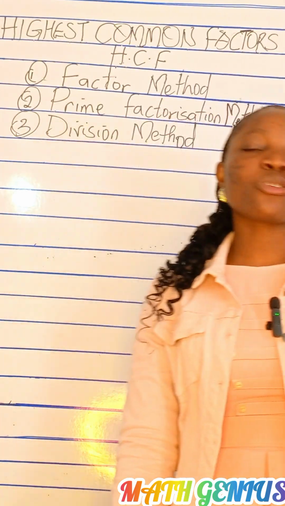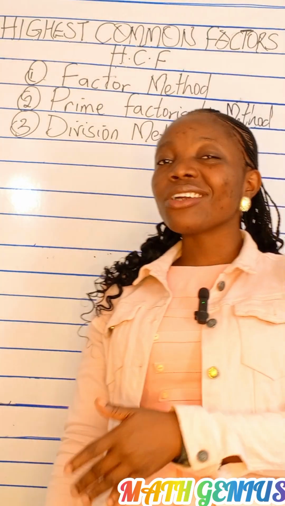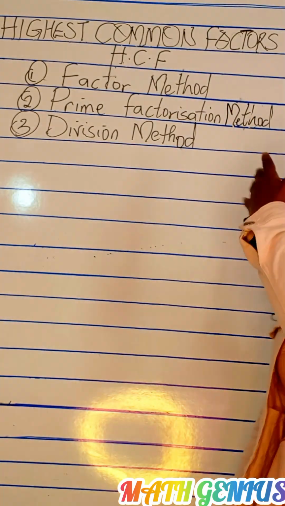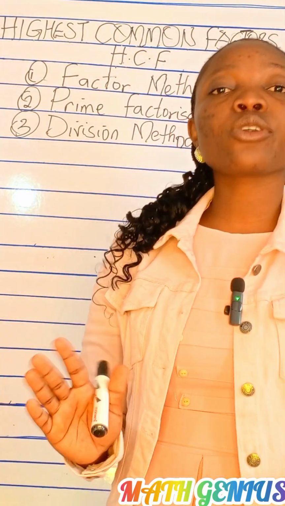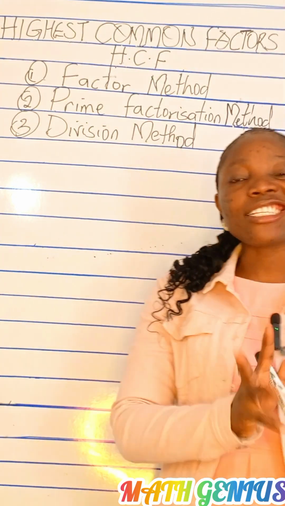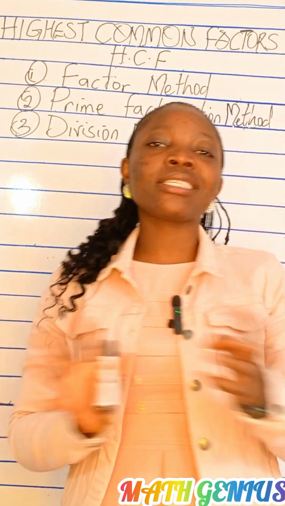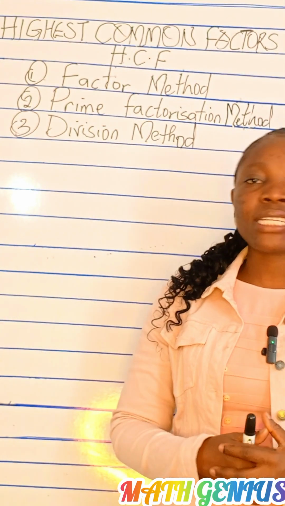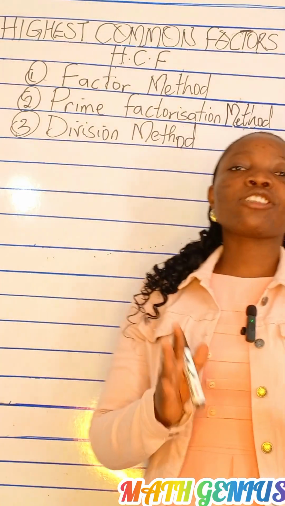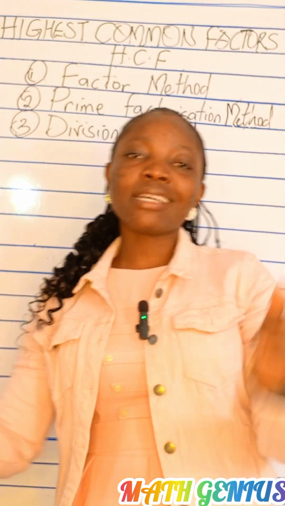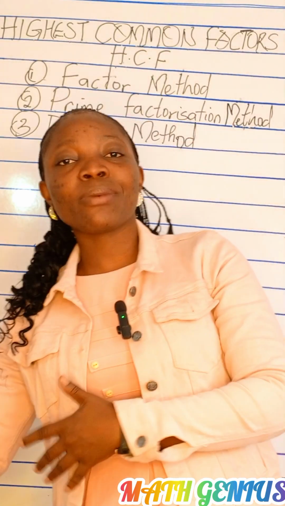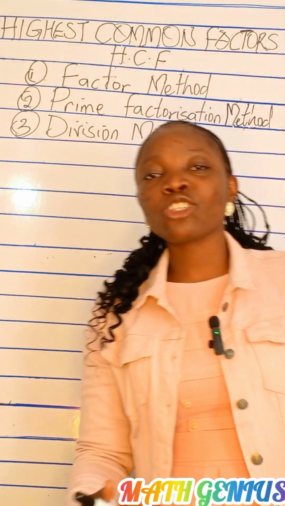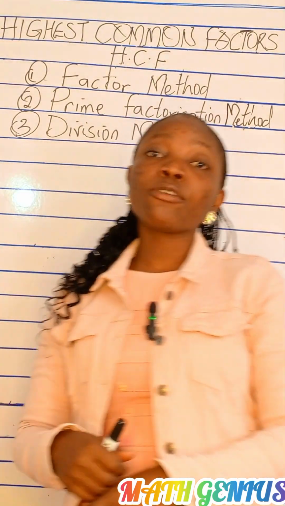But today we aren't going to be counting in million. We are not going to be writing in words. We are not going to be writing in figures. Instead, we are going to be looking at highest common factors, otherwise known as HCF. HCF, highest common factor, is the greatest number that can divide a given set of numbers, say 12 and 24, for example. What is the highest number that can divide 12 and 24 without leaving any form of remainder?